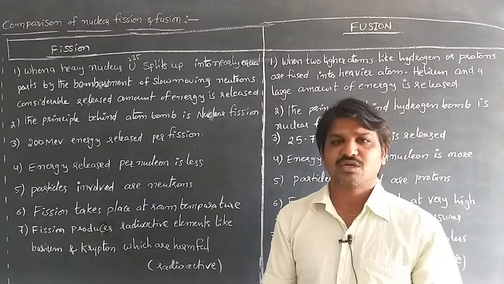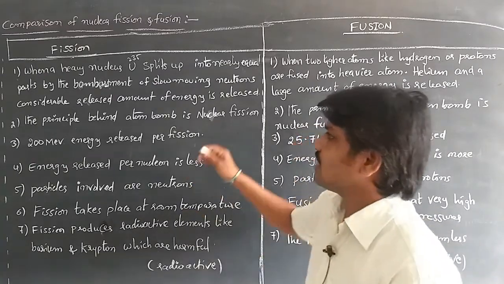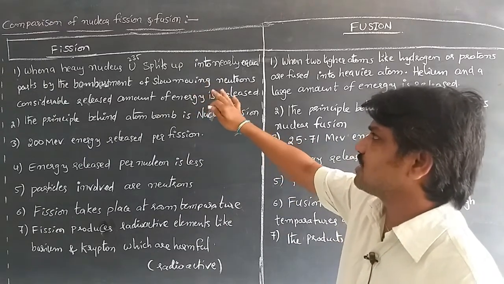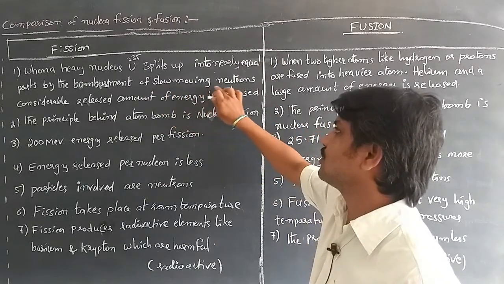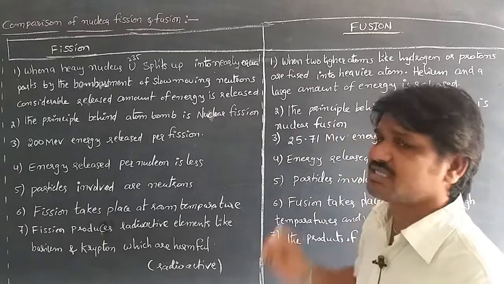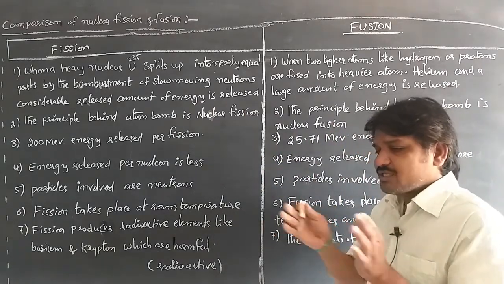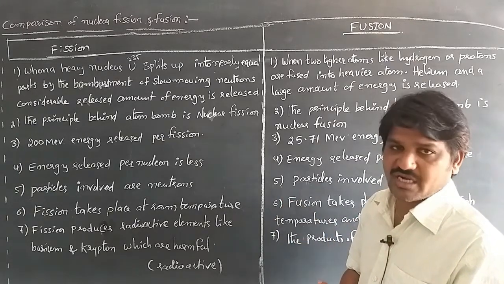Here, 216 mega electron volts of energy will be released. When a heavy nucleus, uranium 235, splits into two nearly equal parts by the bombardment of slow-moving neutrons, a considerable amount of energy is released. Whenever the uranium atom splits into several fragments, energy is released. That is called the fission process.